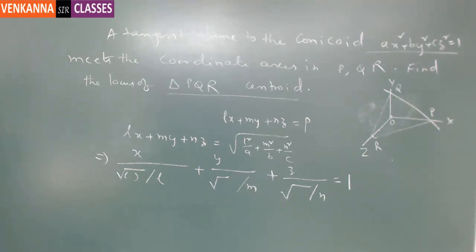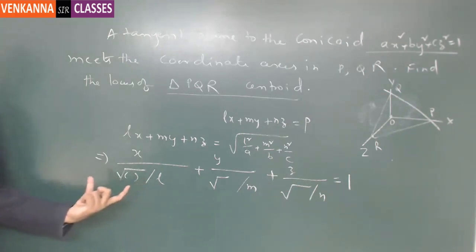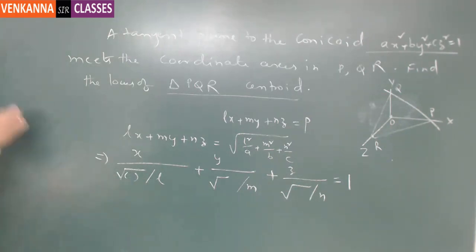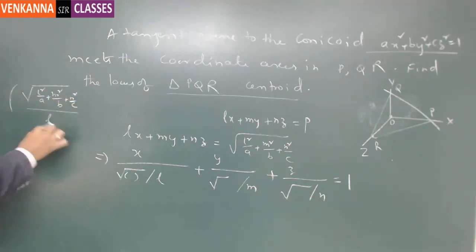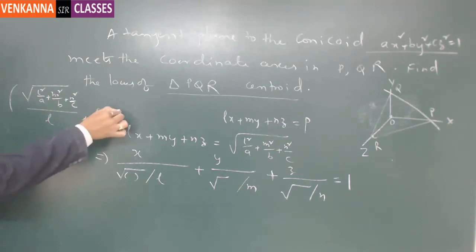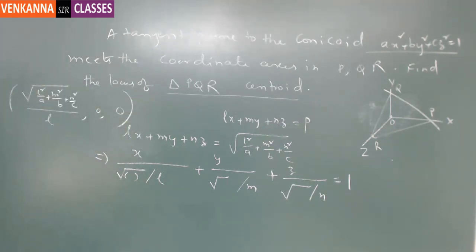All of you, please tell. The intercept form I have written. So the x-intercept, if we have considered, is nothing but square root of (l square by a plus m square by b plus n square by c) whole by l comma 0 comma 0. This is the x-intercept. Agreed.